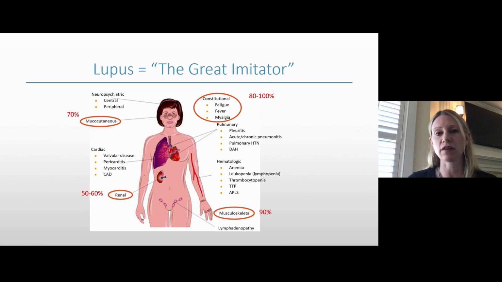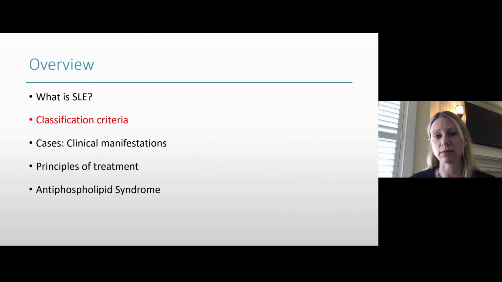So lupus is often called the great imitator because it can look like so many different diseases and because it can affect so many different organ systems. We know that people with lupus very frequently have constitutional symptoms. 80 to 100% of patients develop these symptoms, including things like fatigue, fever, and myalgia. And then musculoskeletal symptoms, arthralgias and arthritis, are also very common, as are mucocutaneous symptoms, including rashes and oral ulcers. And then finally, renal involvement. So kidney involvement occurs in about 50 to 60% of patients with lupus, and is something we have to be very vigilant to look for frequently in patients with lupus.